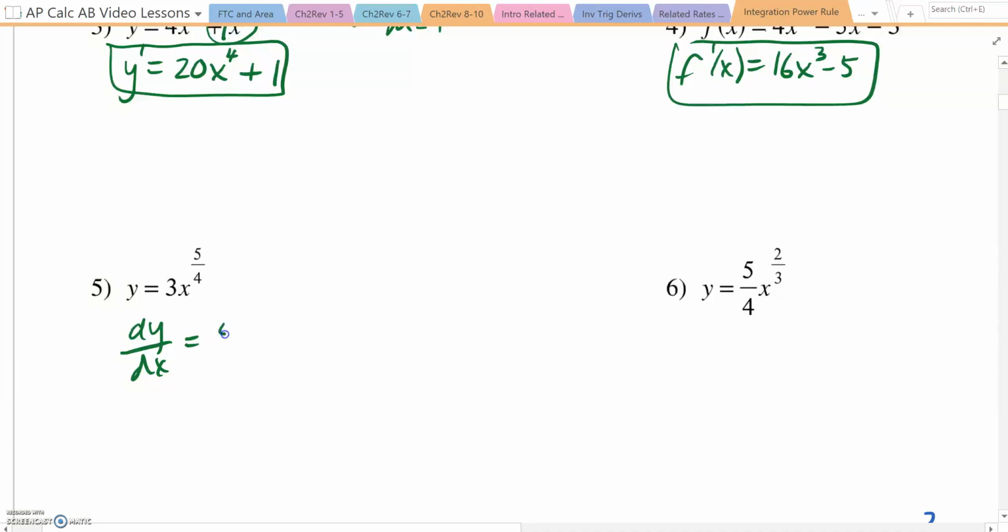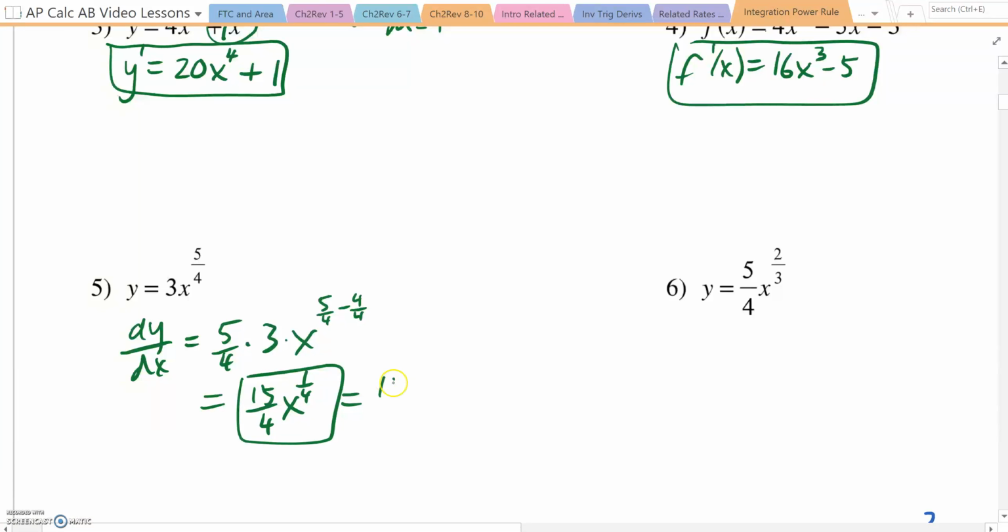Next we've got a 5/4 times the 3 that was already out front, times x to the 5/4 minus 4/4. You can say minus 1, but 4/4 is definitely more convenient. So we've got a 15/4 out front and an x to the 1/4. That's a great final answer. If you're doing a multiple choice test or something and you don't see that, maybe look for this guy instead, because the 4th root of x is x to the 1/4.